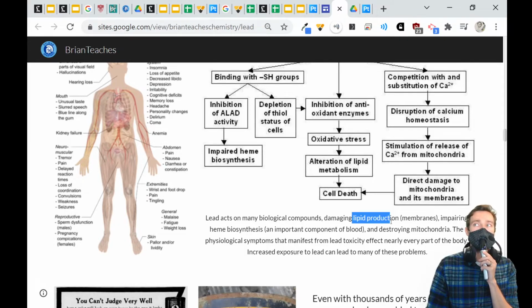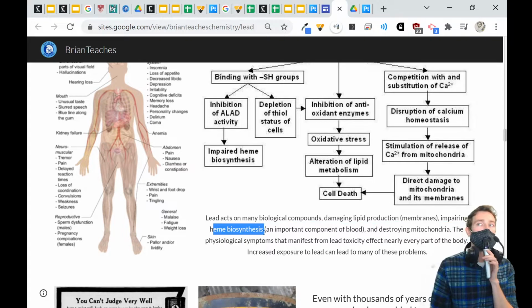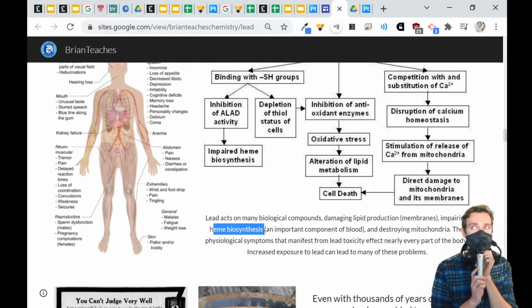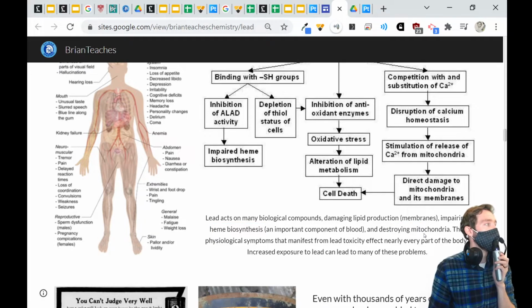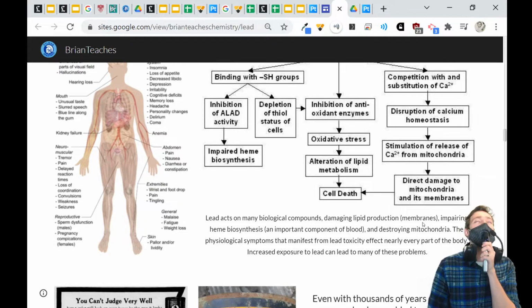It damages lipid production, which is membranes. It impairs heme biosynthesis, and heme is an important part of blood, like hemoglobin. And it destroys mitochondria. And what are mitochondria? The powerhouse of the cell.